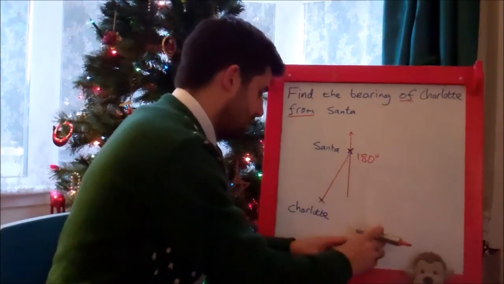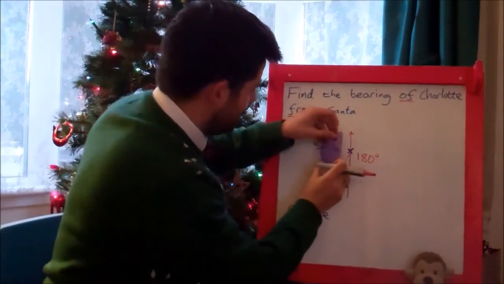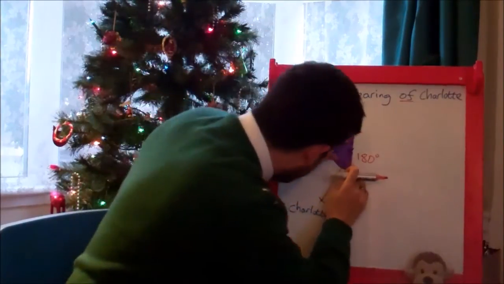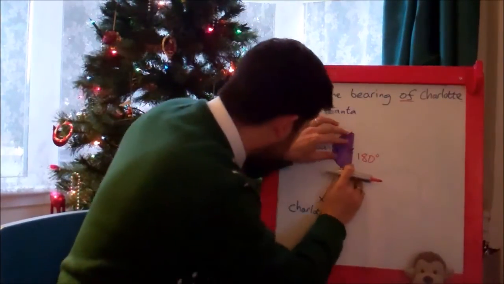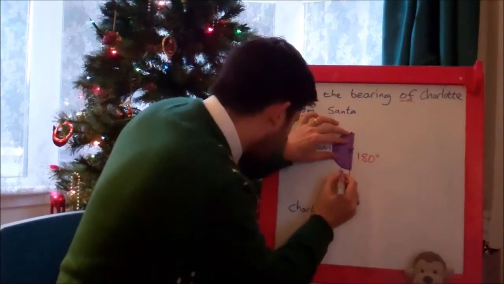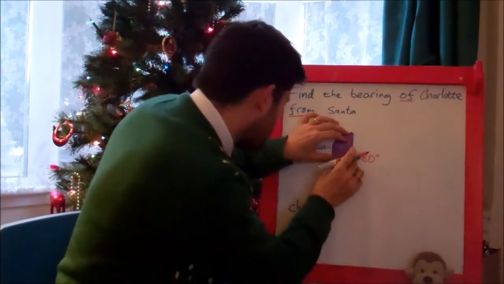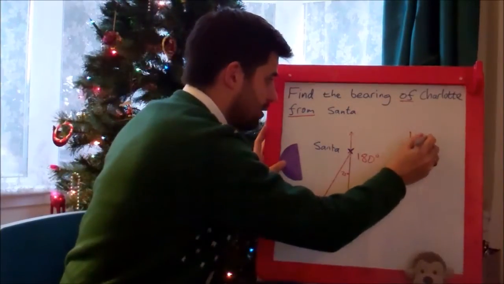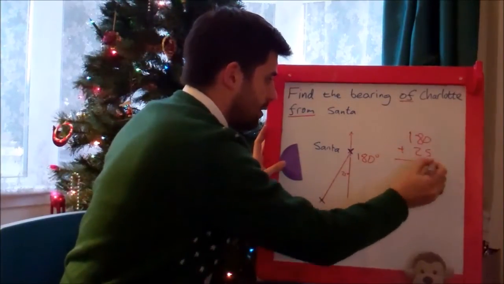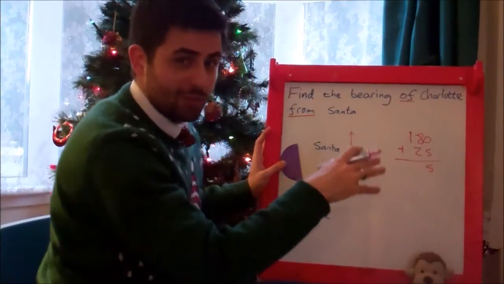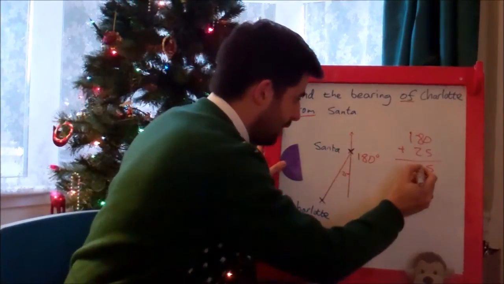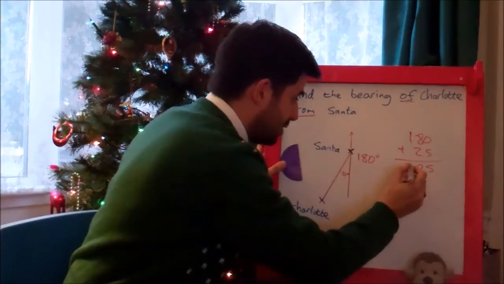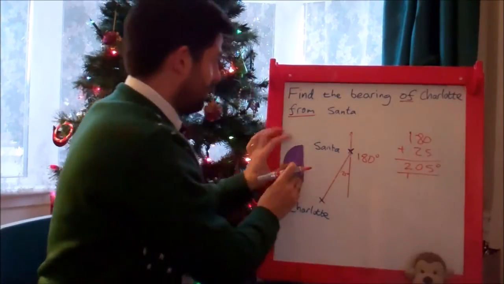Looking at that. And then get the protractor off your board, as you do. And then measure that bit. So we've got 25 degrees. And then it's a simple case of adding those 2 up. So 180 plus 25. I don't really need this, but I just want to do it for you. Honest. So 205 degrees. Woo! That's our bearing.